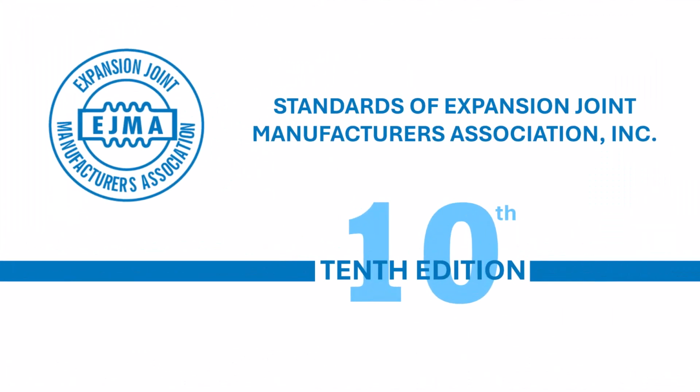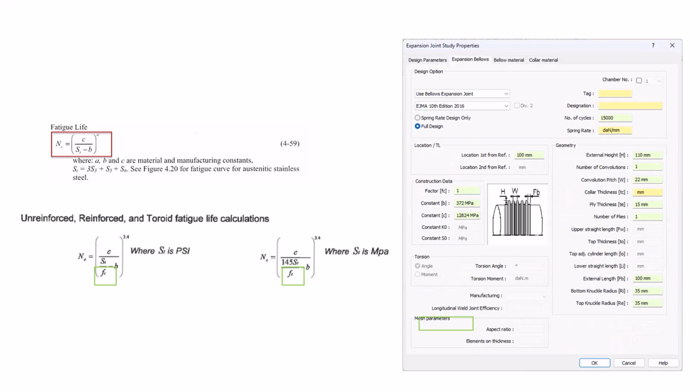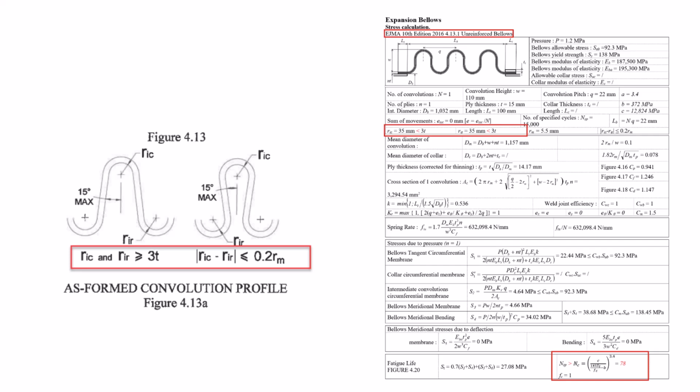Regarding the expansion joints calculation, the 10th edition of EJMA has been incorporated to AutoPIPE Vessel with minor changes. There is a new security factor, FC, in the calculation of the number of cycles under fatigue. This factor can now be input in the dialog. The second change is the addition of a geometric verification concerning the radius and thickness included by the code, and you can find them in the report.